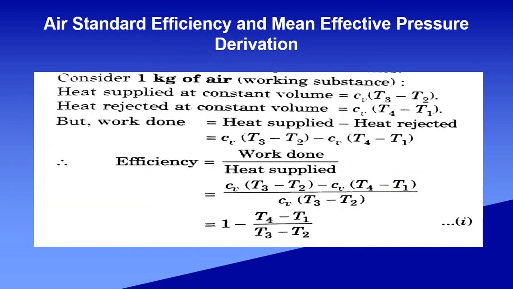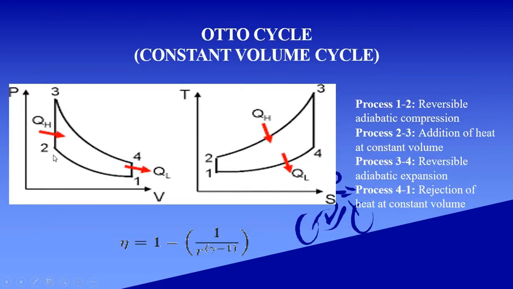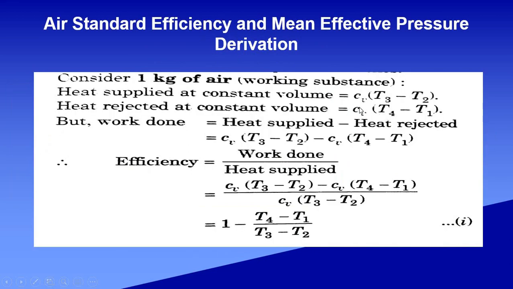Okay. So now you can see the air standard efficiency and mean effective pressure derivation for this Otto cycle. Suppose you consider 1 kilogram of air as the working substance, that comes under the assumption. So what is the amount of heat energy that is supplied at constant volume? We know the formula for Q, that is Q is equal to MC del T. Okay, so in MC del T, M is 1 kg.